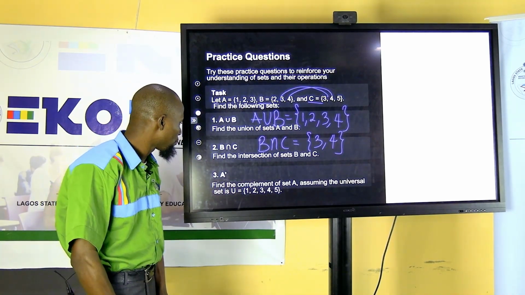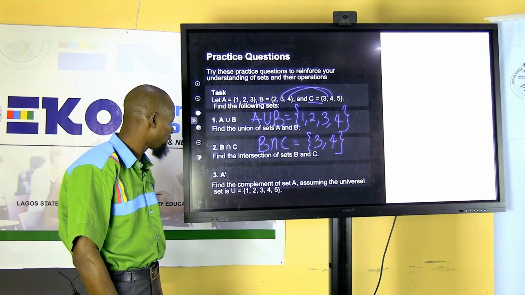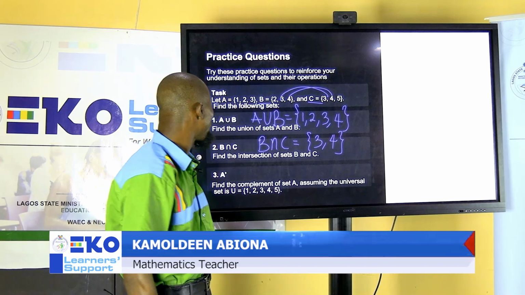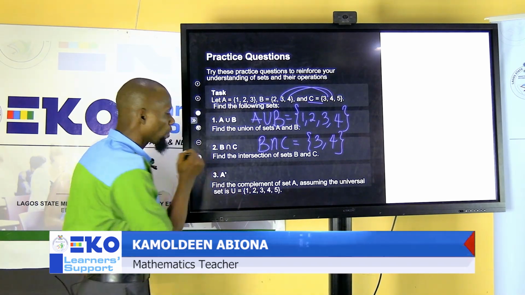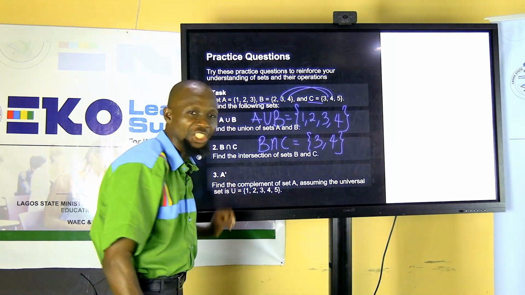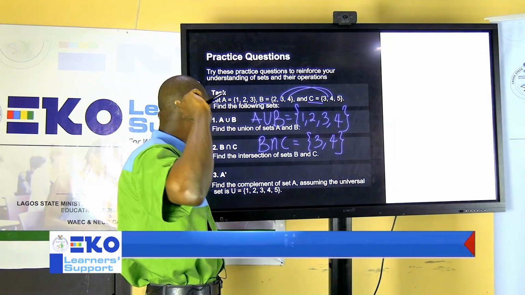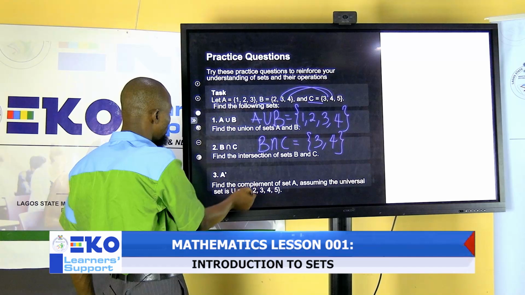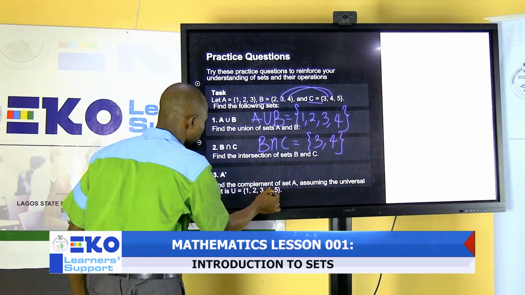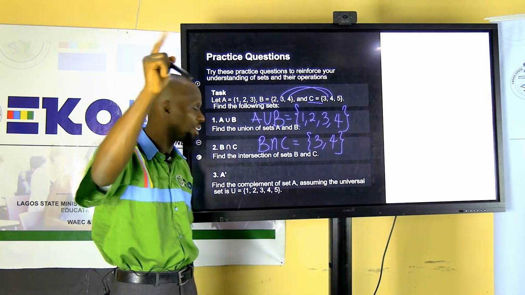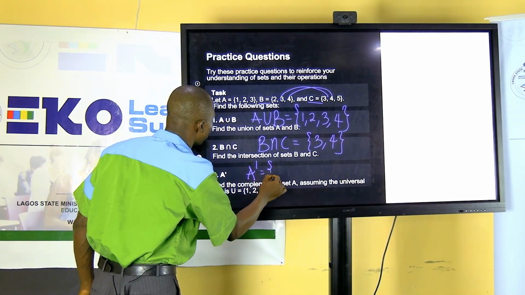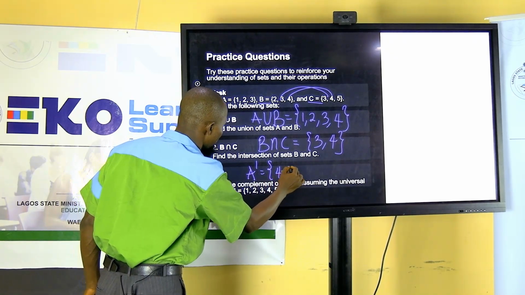The last one. Find the complement of set A, assuming the universal set is 1, 2, 3, 4, 5. All right, so don't forget, the complement of a set means what? Elements that are not in A, but in the universal set. All right, 1 is in A, 2 is in A, 3 is in A, 4 is not in A, and 5 is not in A. So A complement is 4, 5.